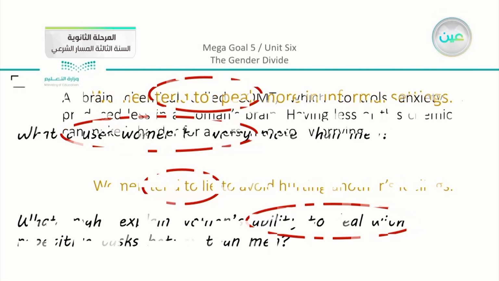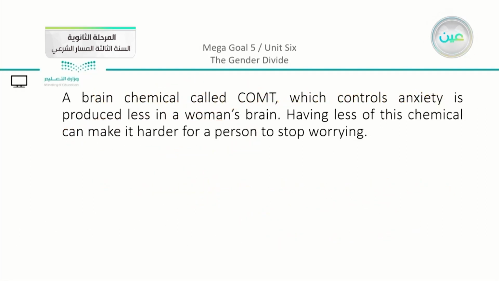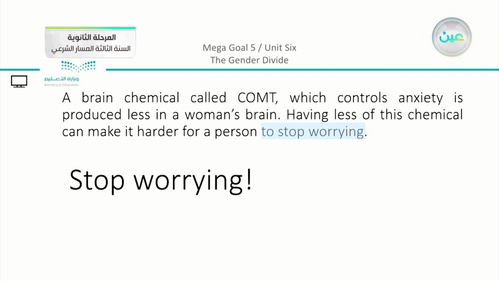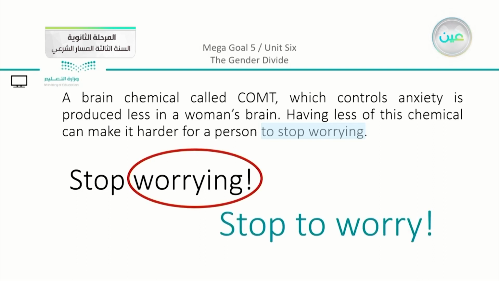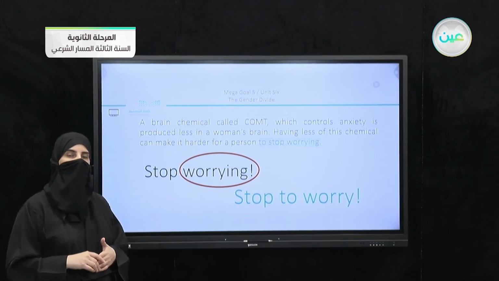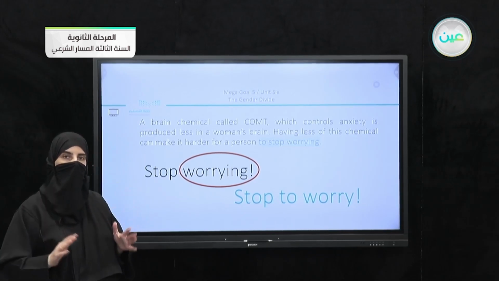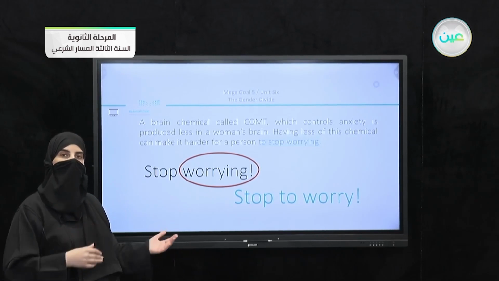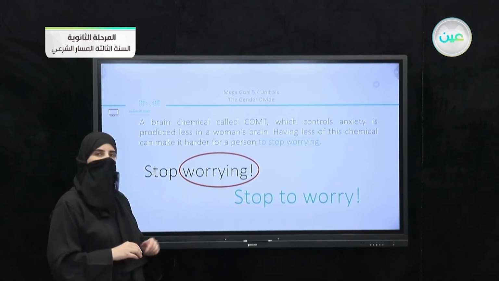So here we are going to see the structure that we have here. And basically here we have another example from the passage. We have here, having less of this chemical can make it harder for a person to stop worrying. Now I can give you 2 examples here. I can say stop worrying, and I can say at the same time stop to worry. Here, using to in the sentence gives you a very different meaning. So one time we can see the verb worry is used with an ing, and the second time there is no ing, but we do have to.